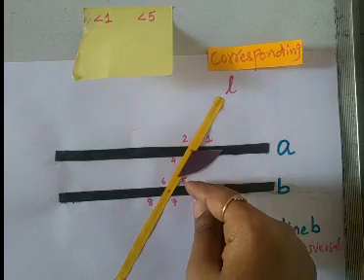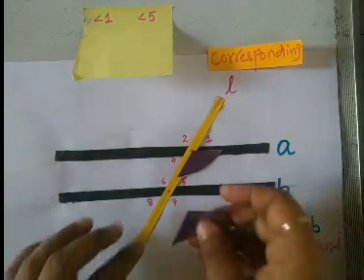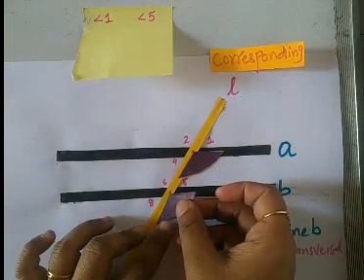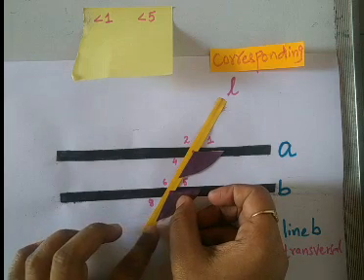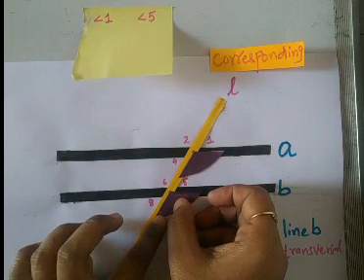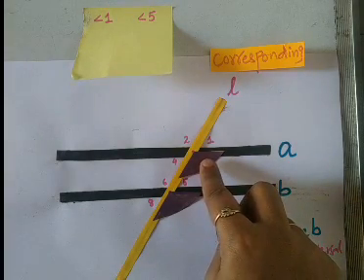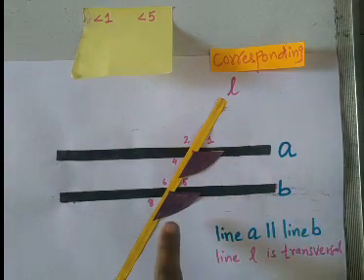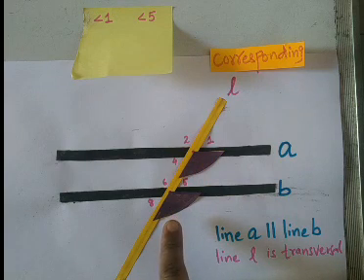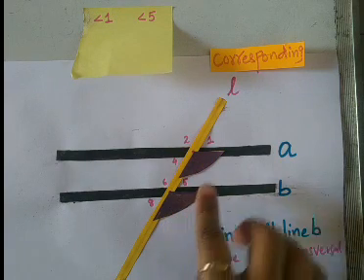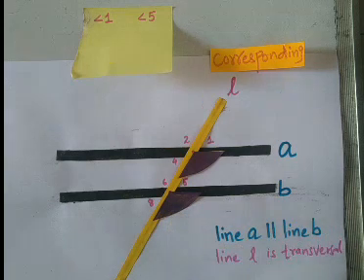Okay, we need to leave one angle between them, so I am leaving angle number 5. So the next angle is angle number 7. So this angle number 7 would be its corresponding angle. So what was the number of this angle? It was angle number 3. And what was the angle number of this angle? Angle number 7. So angle number 3 and angle number 7 are corresponding to each other.